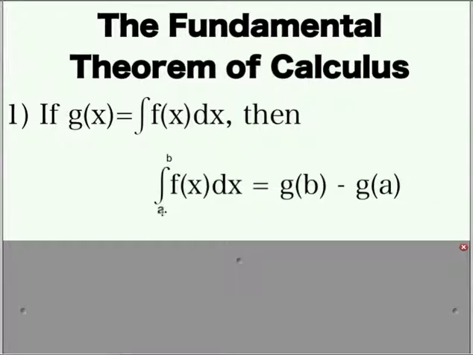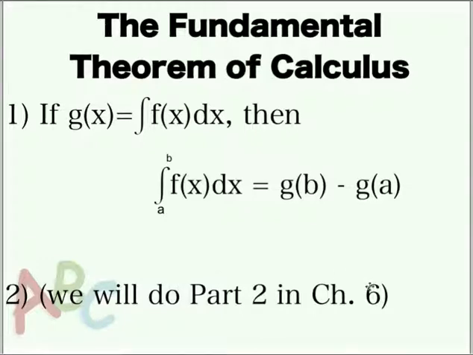Before, we didn't have our interval from a to b, and we were just solving for a generic antiderivative, and we had the plus c at the end. Now we're going to be substituting values in, and you are going to get an exact value. So we are using integrals to find the area under the curve, and this is going to be used to find the exact value instead of using Riemann sums. There is a second part to the fundamental theorem of calculus, but we are going to do that in chapter 6.